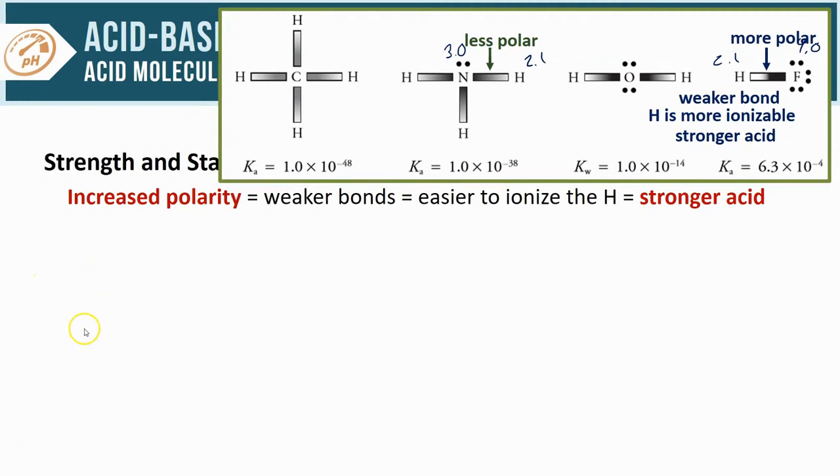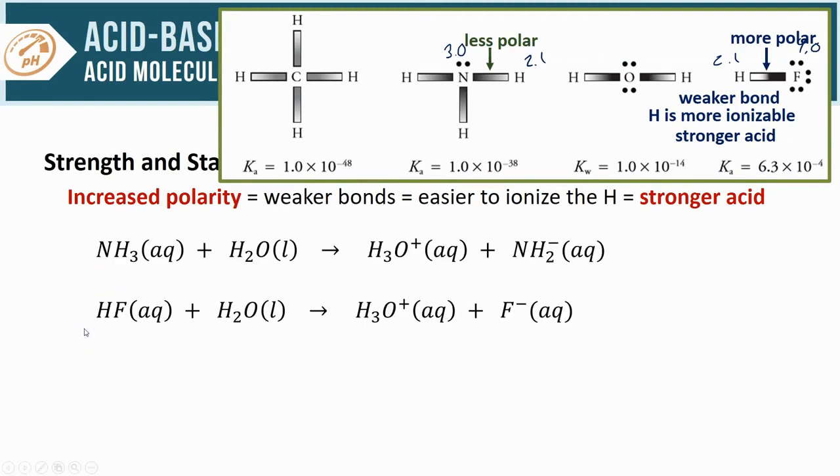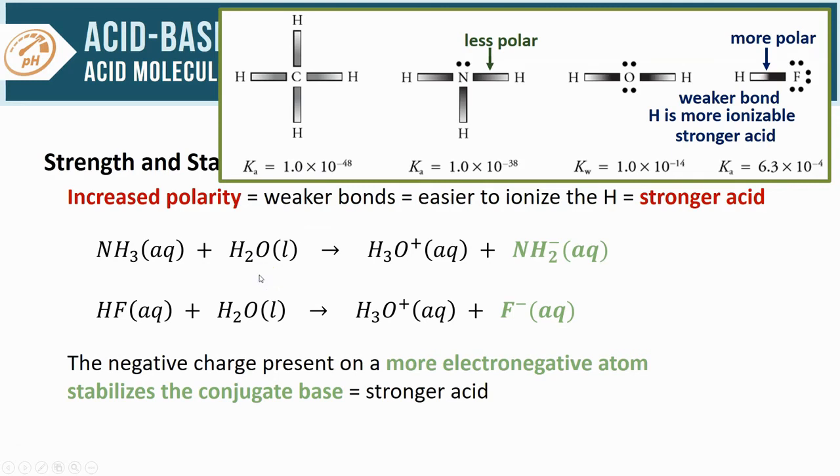We can also explain this difference another way. Let's look at the hydrolysis reactions for NH3 and HF, both donating H+ over to water, producing H3O+ and their conjugate base. Instead of focusing on the acid molecules themselves, we're instead going to focus on their conjugate bases. If the negative charge in a conjugate base is present on a more electronegative atom, it actually has a stabilizing effect on that conjugate base, and it's going to lead to a stronger acid.